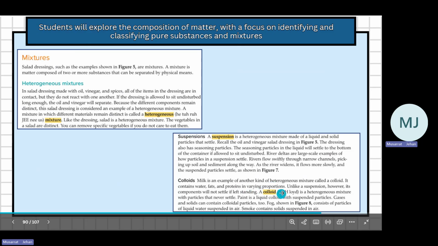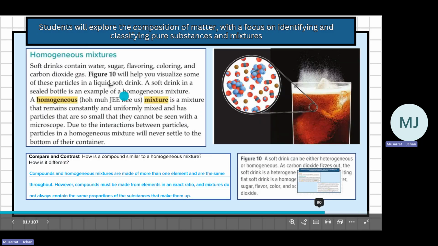Colloid is a heterogeneous mixture, but it does not settle. It remains in solution. It contains water, fats, and proteins like milk, but it does not settle. It is a heterogeneous mixture whose particles never settle. Paint is a colloid. Fog is a colloid. Blood is a colloid. Smoke is a colloid. These are examples of colloids.